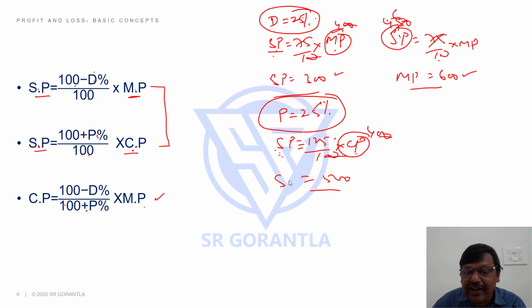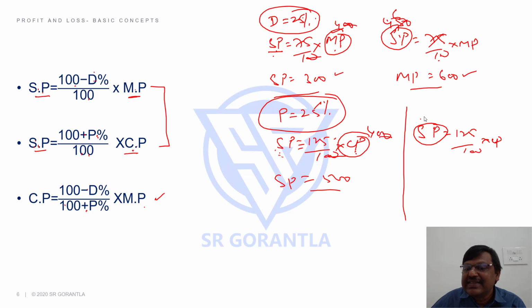Selling price is 500. Suppose I give you selling price, let us say selling price is 125% of cost price. If I know selling price is, suppose, let's say 750, what I can say, 125 into 6. If I cross multiply, I get cost price is 600.